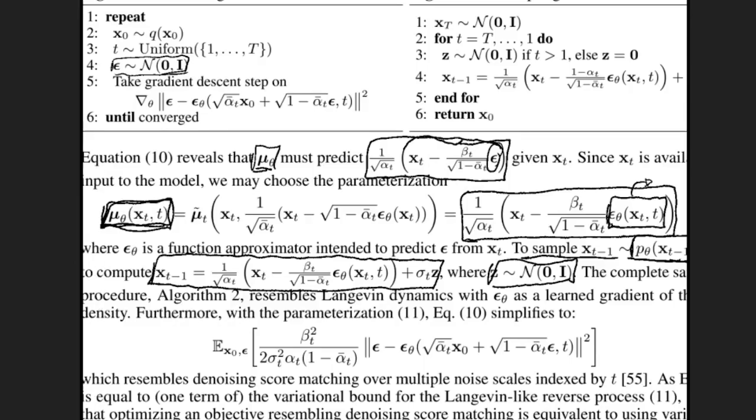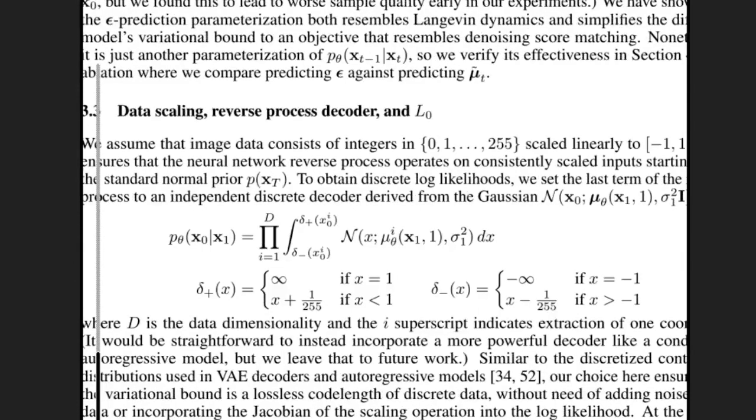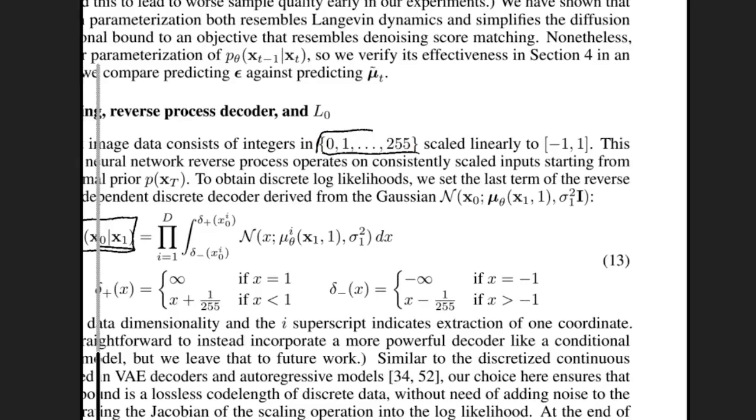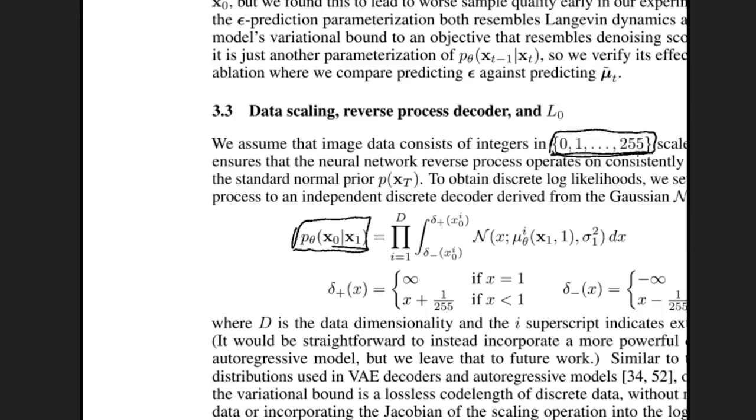I forgot to talk about the last term we had in the equation. Basically, when working with diffusion models, each of your models that will predict the noise in your images will work with images that have been scaled linearly from discrete integers to -1, 1. And so in order to compute your log likelihoods, you want your log likelihoods to be computed on real images, and so you need to bring it back to integers from 0 to 255. So that's basically what they propose here.